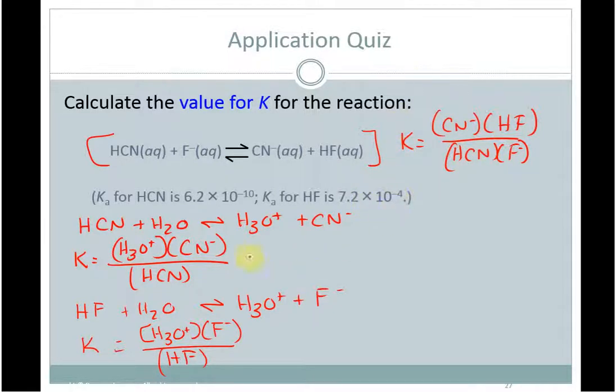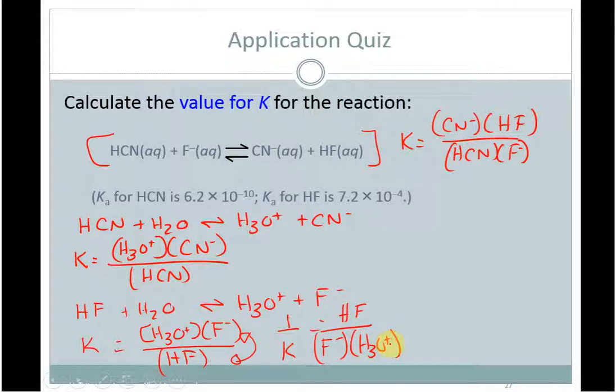Now, CN is in fact on top. HCN is on the bottom. However, HF and F here are flipped. So we need to do 1 over K value. 1 over K here is going to give us HF over F minus and H3O+.